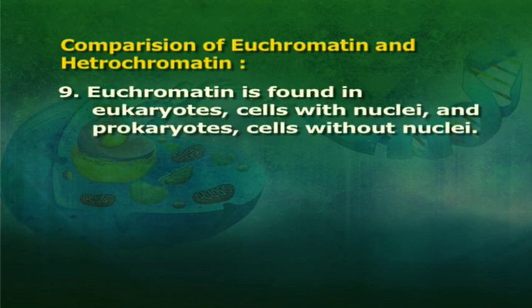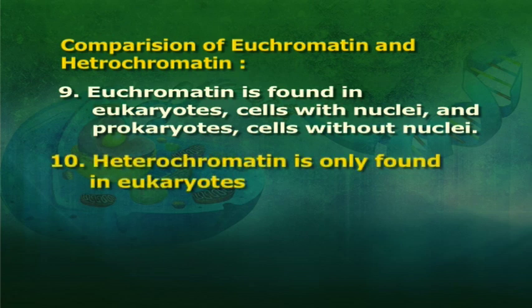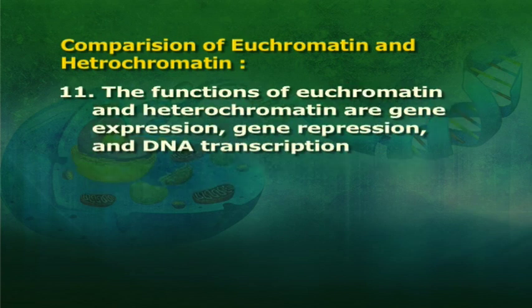Ninth one is, euchromatin is found in eukaryotes, cells with nuclei, and prokaryotes, cells without nuclei. Tenth one is, heterochromatin is only found in eukaryotes. The functions of euchromatin and heterochromatin are gene expression, gene repression, and DNA transcription.